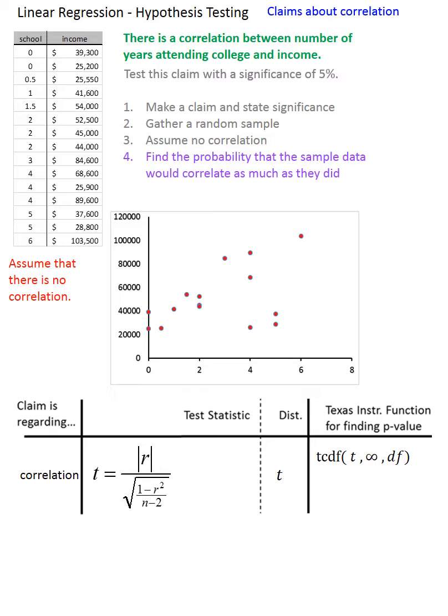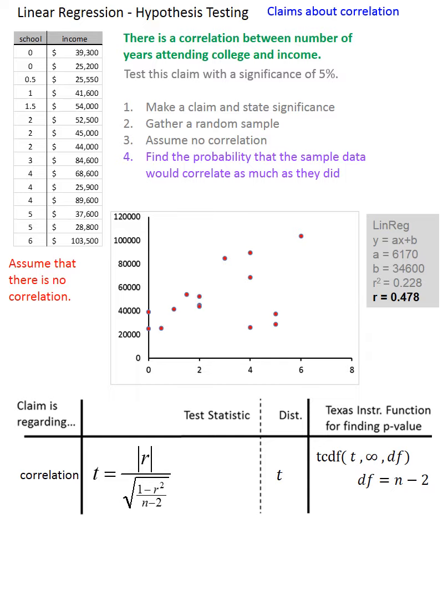By the way, you may recall DF as being degrees of freedom from previous videos. And the degrees of freedom, you might remember that always being n-1, or 1 less than the sample size. In claims about a correlation, it's n-2, and this 2 essentially is because we have two variables, the schooling and the income.